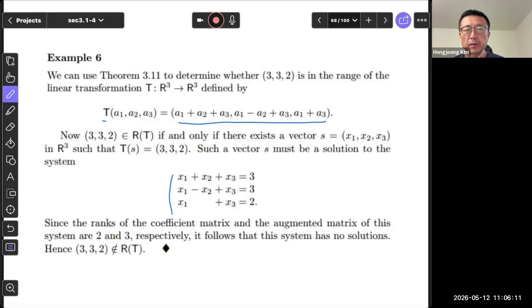And you can check, but the rank of the coefficient matrix is 2, and the rank of the augmented matrix is 3 in this example. You can easily check this. So since these two ranks are different, that means the system is inconsistent. If that is inconsistent, then that means the vector (3, 3, 2) is not in the range of this mapping.